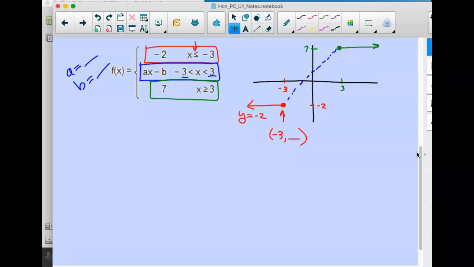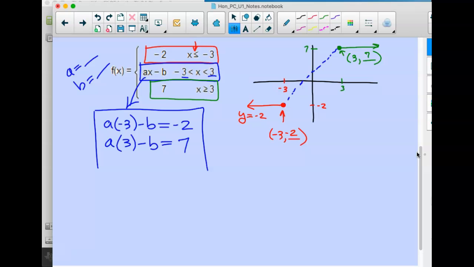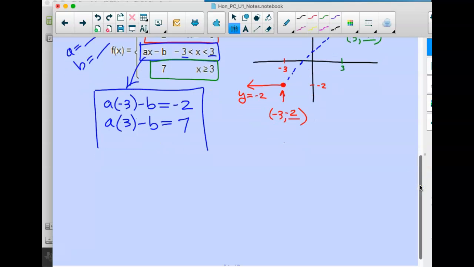So we're going to say -3 goes in. What would come out for the red function? Well, the red function is pretty simple. It's a horizontal line. So it's -2 for y every single time. And the green function, you want to get a 7. So we got to figure out how to graph a line using a and b, ax minus b, so that when you put a -3 in, you get -2. And if you put a 3 in, you get 7. So that's a system of equations, right? And you can solve systems in lots of different ways, whatever's simplest for you. I will use substitution, okay?